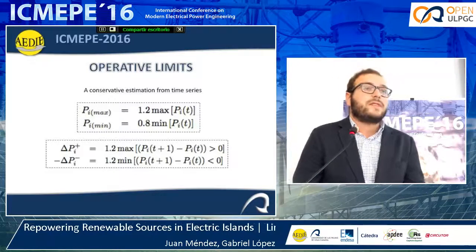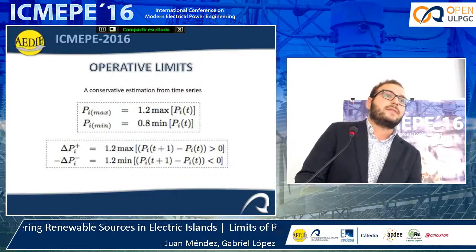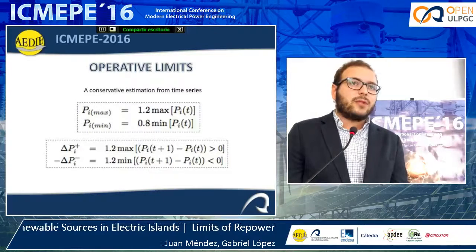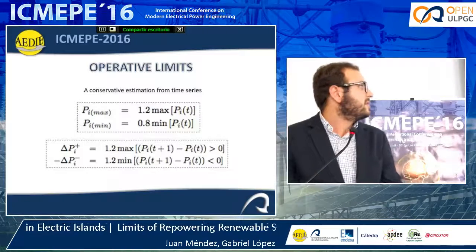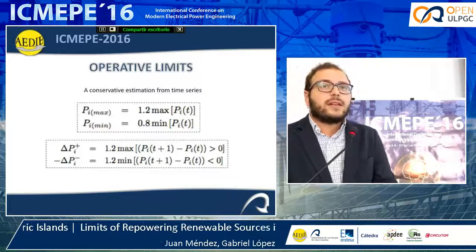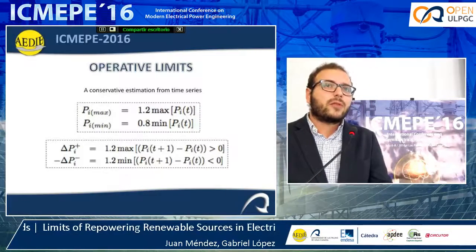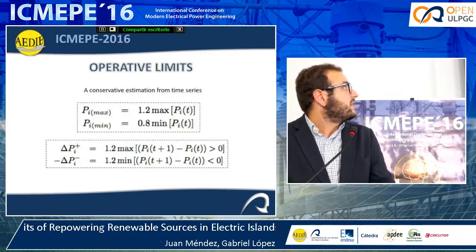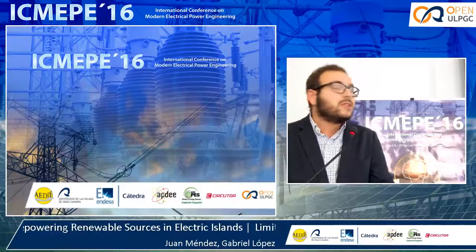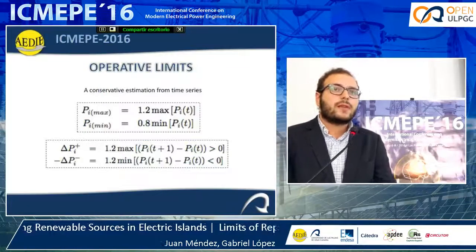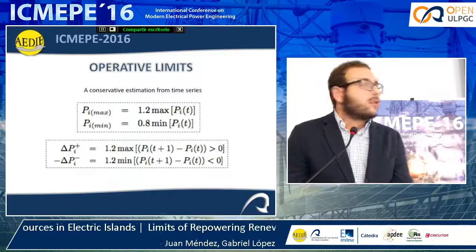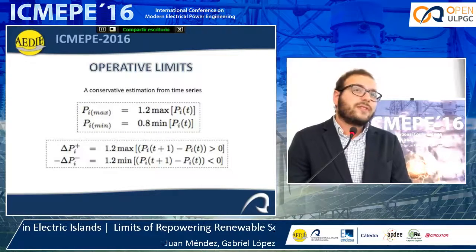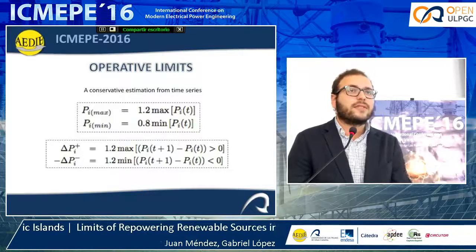In order to obtain the operative limits of the electrical system, it's necessary to have detailed knowledge about the different power units installed in the system. To define the operative limits, we have used a corrective factor. In the case of the power, the corrective factor is 1.2 for the upper values and 0.8 for the lower values. And in the case of the gradient, the corrective factor is 1.2 for the positive gradient and the same for the negative gradient.